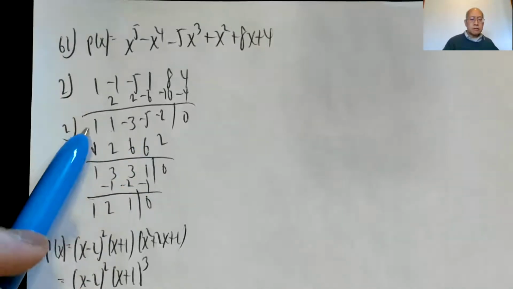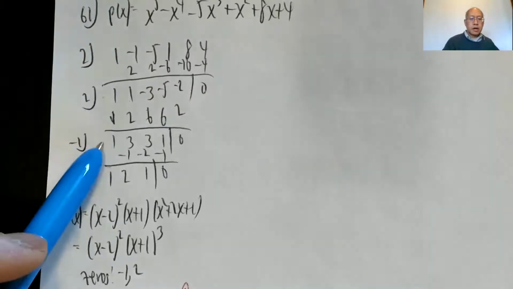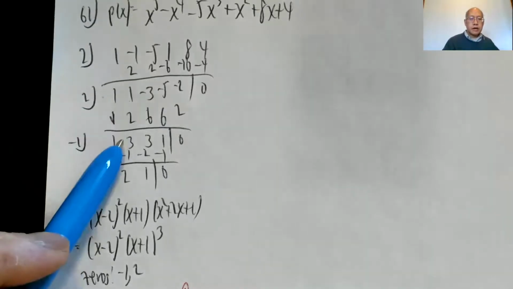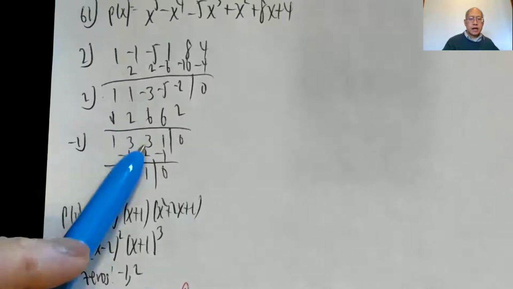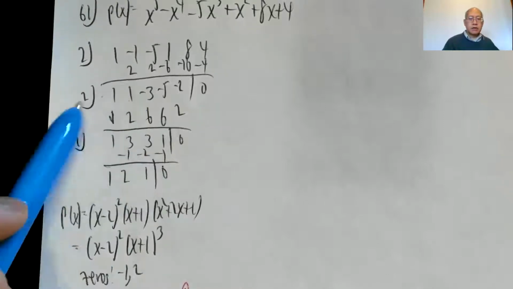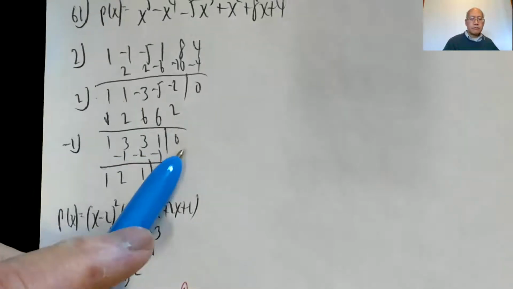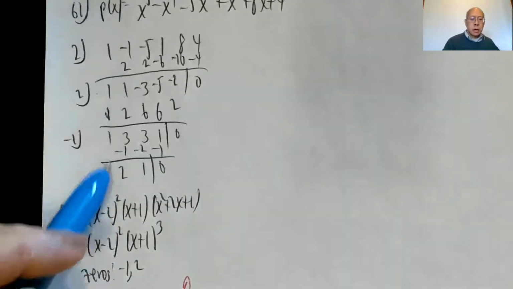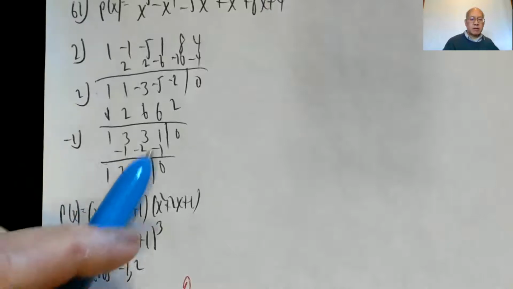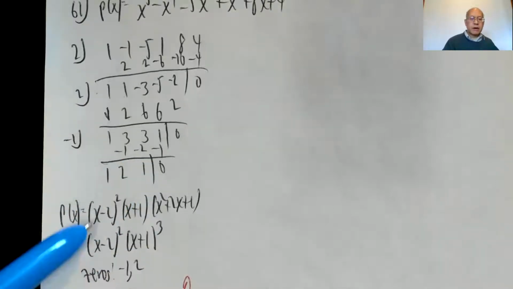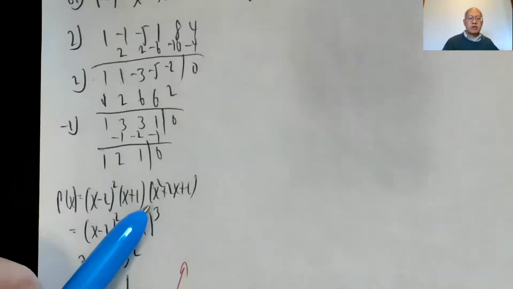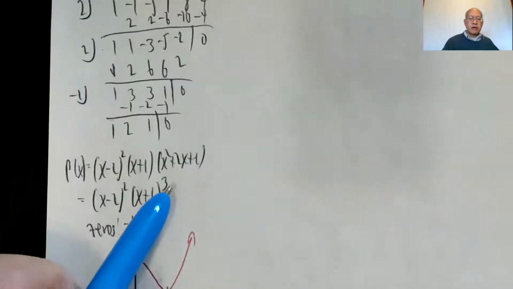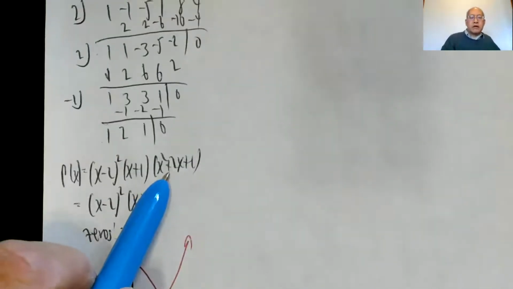2 works again. 1 comes down. 2 times 1 is 2. Add. 2 times 3 is 6. Add. 2 times 3 is 6. Add. 2 times 1 is 2. Add. 1, 3, 3, 1. Negative 1 now works. 1, multiply, add, multiply, add, multiply, add. So right now I have x minus 2 squared, x plus 1, and x squared plus 2x plus 1, which I recognize as x plus 1 squared.